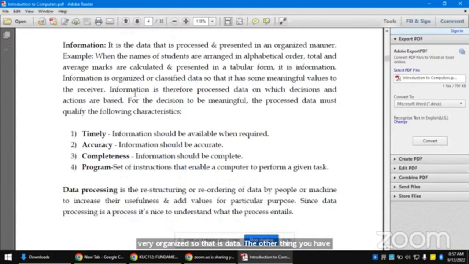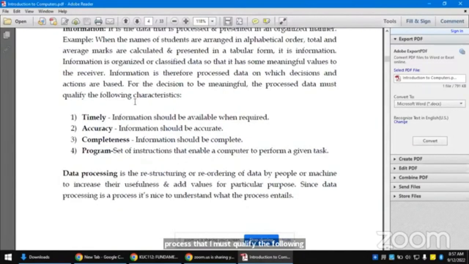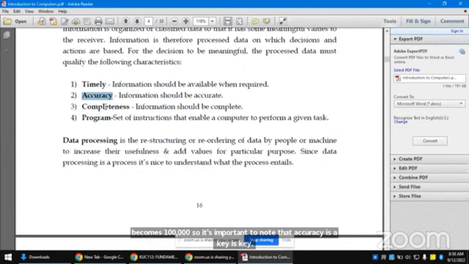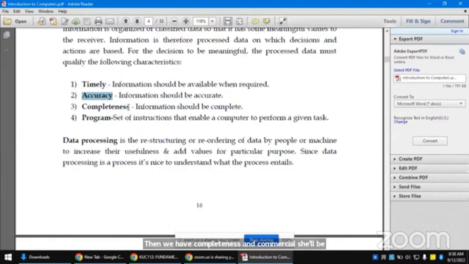For decisions to be meaningful, the processed data must qualify the following characteristics. The information must be timely; it should be available when required. There is need for accuracy. Information should be accurate, because if you're working in a bank, a zero could mean 10 million or 100 million. Just add a zero: 10,000, if you add a zero, becomes 100,000. So it's important to note that accuracy is key. Then we have completeness. Information should be complete.